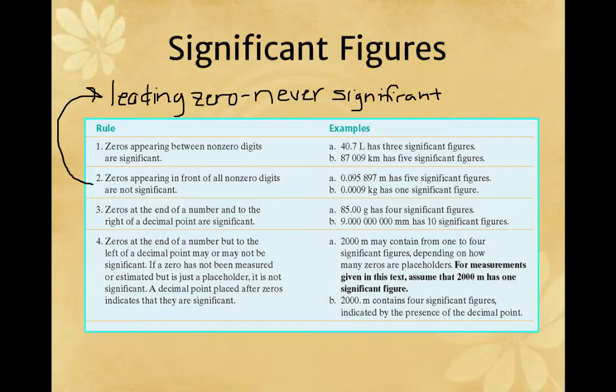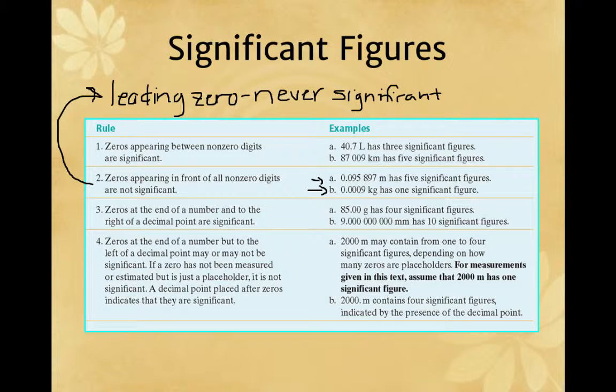So here in the first number, in A, we have 2 zeros at the very beginning of the number, 0.095897. Those 2 zeros at the beginning are leading zeros, so they're not significant. So we only count the 95897. So we have 5 significant figures, not 7. Same with B. It doesn't matter how many zeros are at the beginning of the number, all 4 of those zeros are not significant, so we only have 1 significant figure, the 9.